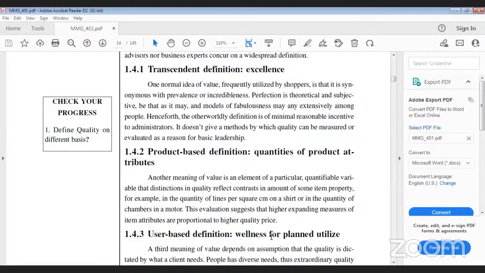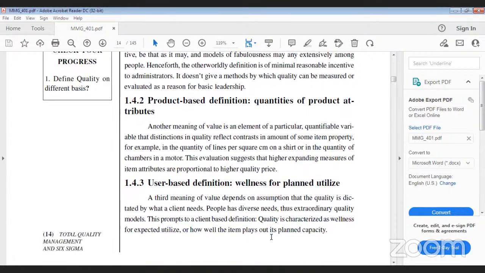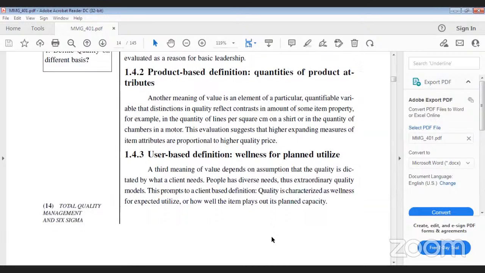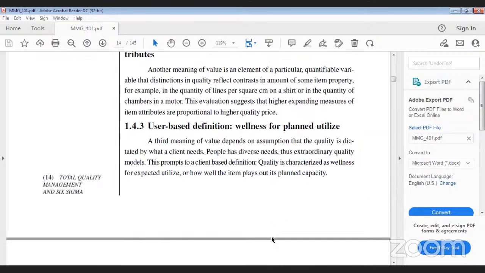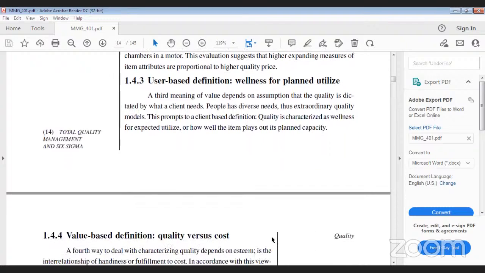For example, here is given the quality of lines per square centimeter on this shirt and the quality of the chambers in motors here. These evaluations suggest that the higher the measure of the attribute, the higher the quality and price. Then here a user-based definition is given, that quality is characterized as fitness for the expected use, or how well the product performs in plant capacity.